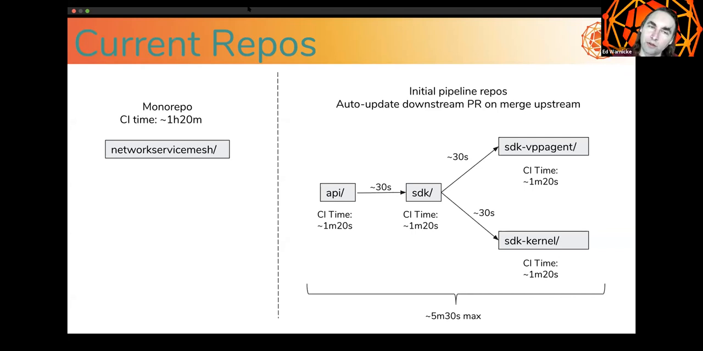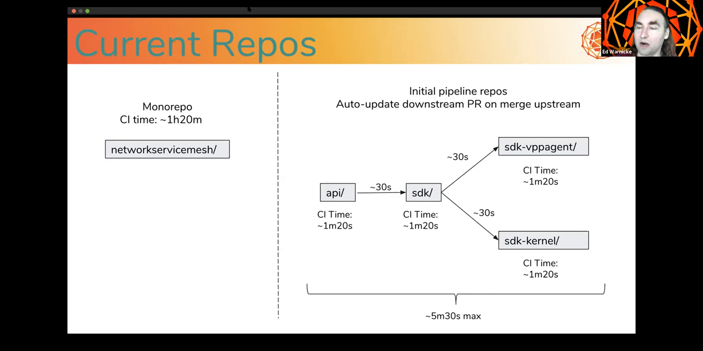Yeah, and so when something breaks, there's an interesting question about what to do, right? Because there are a couple of different things that can be true. So for example, let's say that you make an API change, it floats to SDK, that goes well, it bumps up to SDK VPP agent. And so you get a PR there that has broken CI, right?